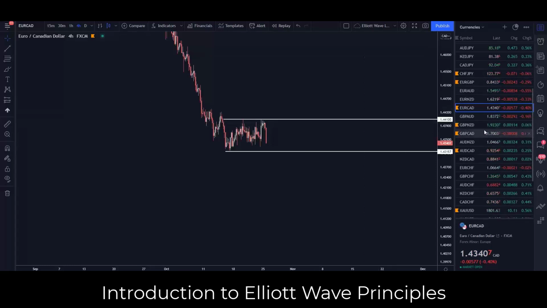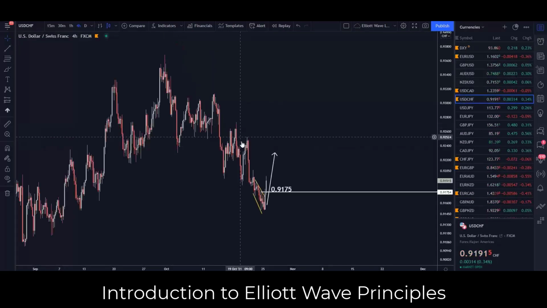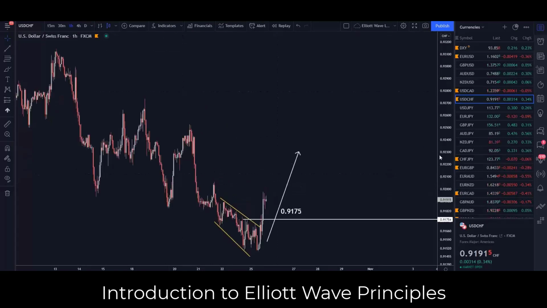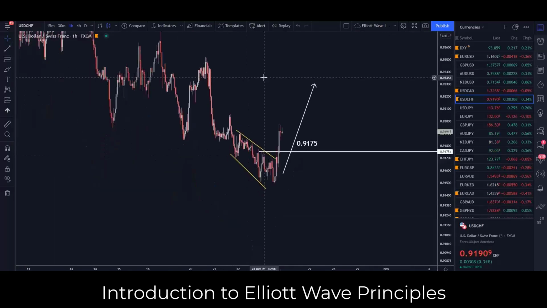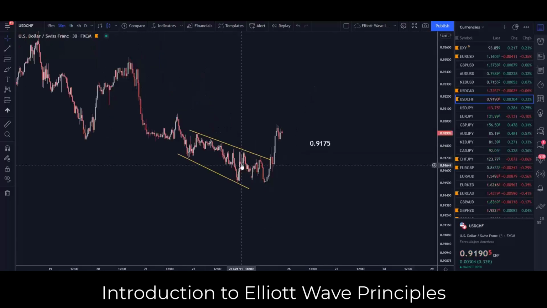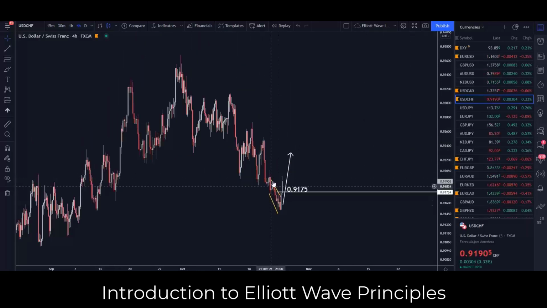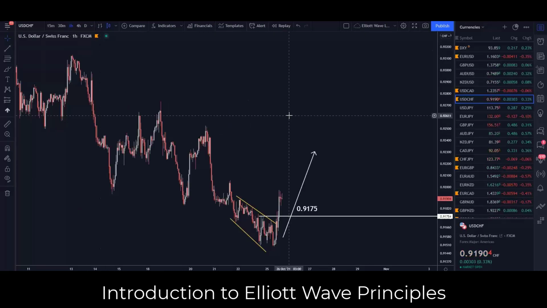Now if I go to maybe another chart, let's just say dollar franc. This setup here is at least on a 1-hour time frame. This little crawl is at least a 1-hour time frame pattern or a 30-minute time frame pattern. You can see that because on the 4-hour time frame you don't really see that pattern. You can see it's very, very small here. So I'll drill down to maybe 1 hour and 30 minutes.